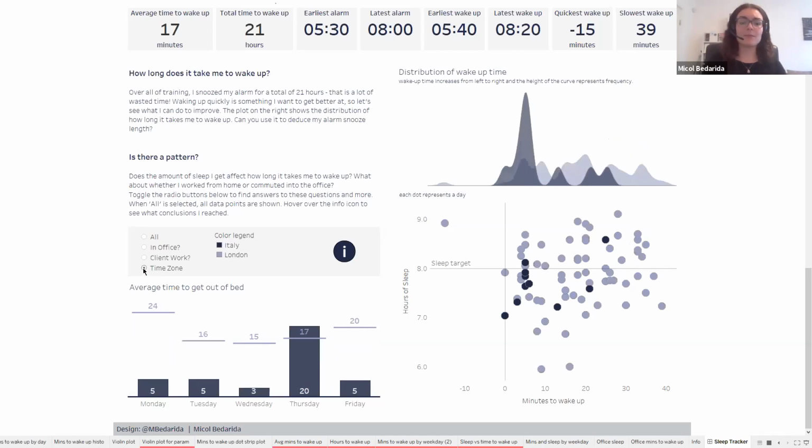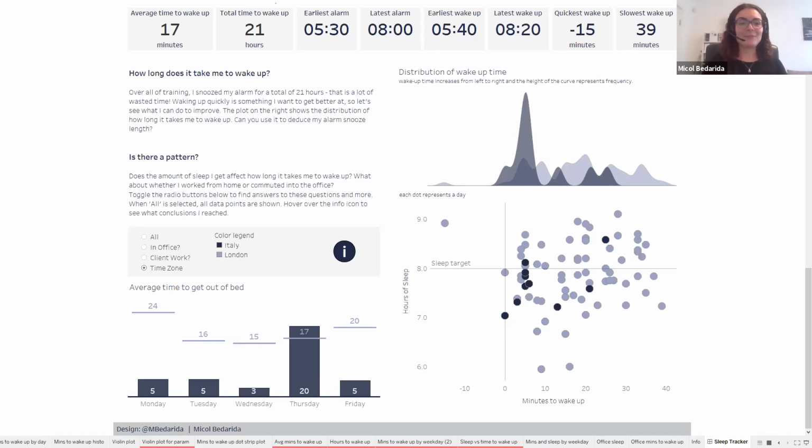And then the time zone I was in. As I mentioned earlier, I spent 10 working days roughly in Italy between the two lockdowns, just because I wanted to make sure I could see my family before the situation got worse again. And it looks like it took me less time to get out of bed when I was in Italy than when I was in the UK. Looking back, I think it's because I was motivated to wake up quickly, because I was hoping to get in a morning swim before work.